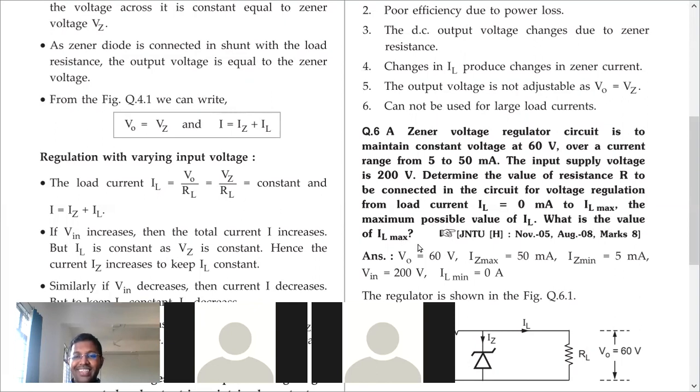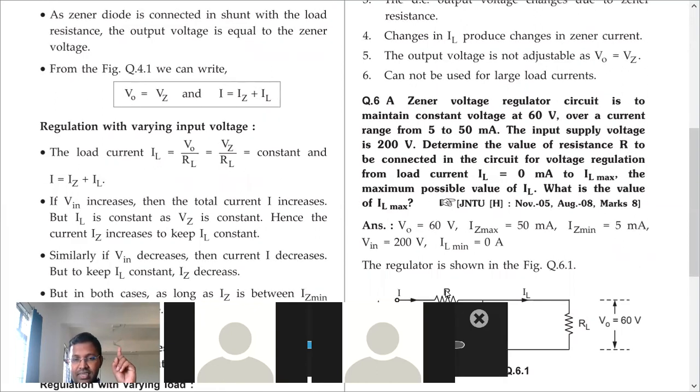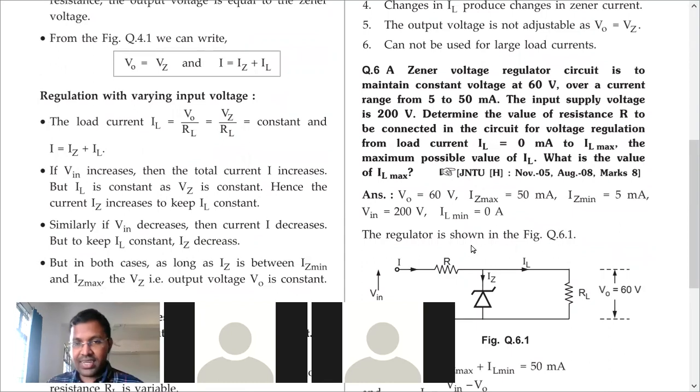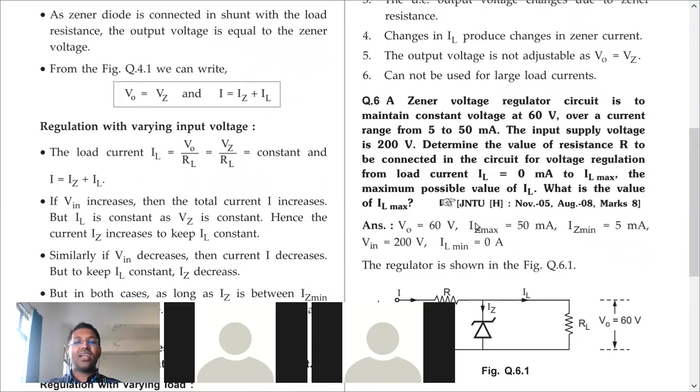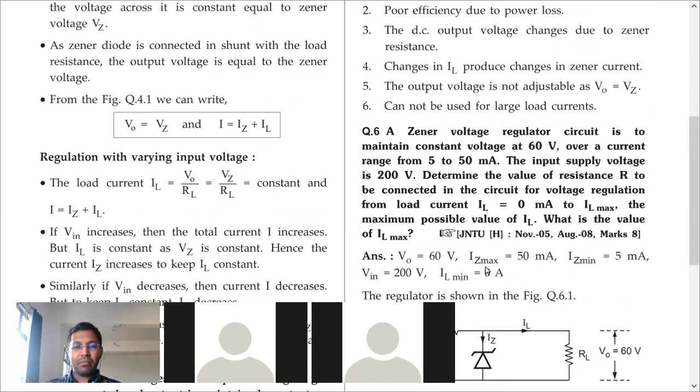So they are asking two things here. First, determine the value of resistance R. And what else are they asking? What is the value of IL max? These two they are asking. To understand this, let us consider some simple logic.